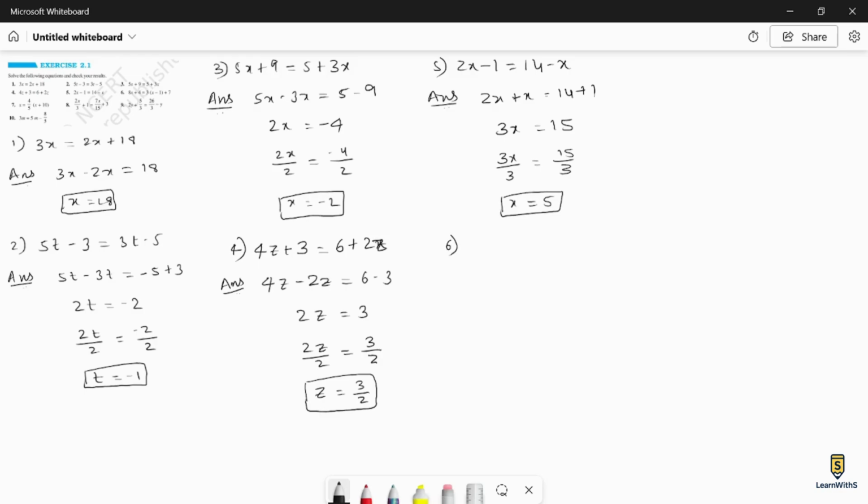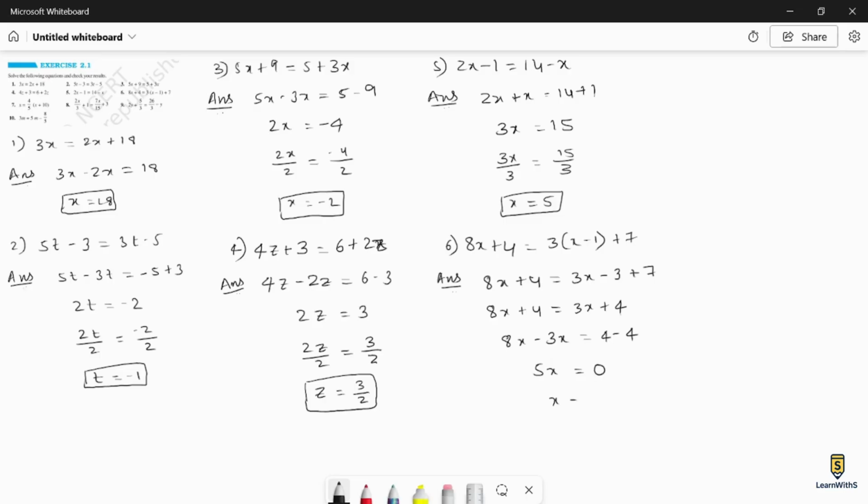Sixth question. 8x plus 4 is equal to 3 into x minus 1 plus 7. Now here, we just have to multiply 3 with both x and minus 1. So 3x minus 3 plus 7. 8x plus 4 is equal to 3x plus 7 minus 3 is plus 4. Then 8x minus 3x is equal to 4 minus 4. 5x is equal to 0. x is equal to 0.